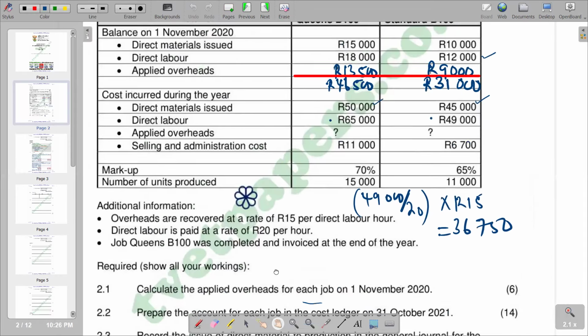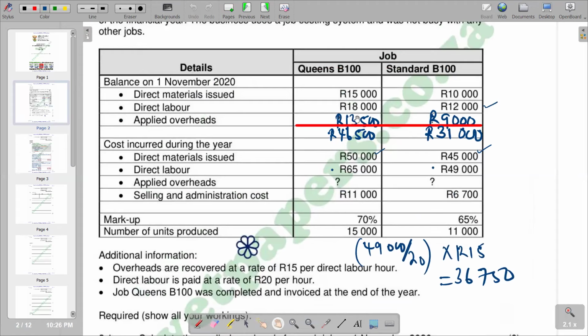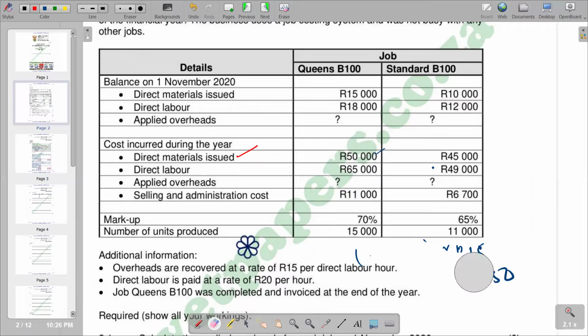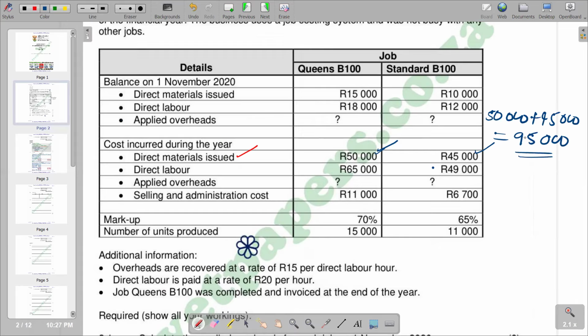So if you look at the direct material, I would see that we've got direct material issued. We are having it here. Let's just take note, this is our direct material issued. So from there, we can now calculate 50,000 for Queens B100 and about 45,000 for standard B100. So basically, we're going to say 50,000 plus 45,000, and we are going to get 95,000. So 95,000 is going to be the total, and that is going to be issued to production.